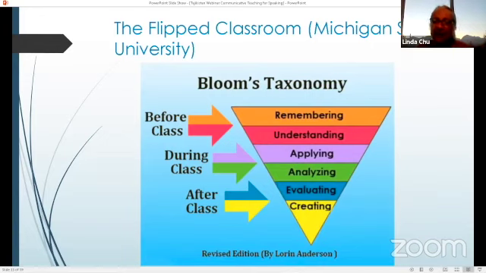And then use the after class time once again for evaluating and maybe creating, but that core of applying and analyzing is now done in the classroom. So we're flipping the traditional idea of the teacher-centered classroom, and it becomes much more student-centered this way.